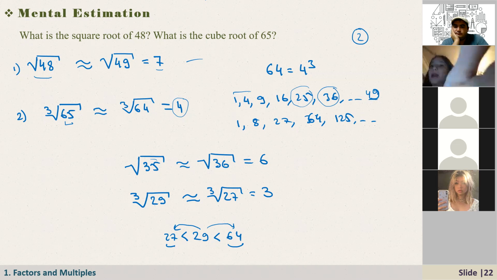I understood. Okay, because these are square numbers, squares of natural numbers, like 1 squared, 2 squared, 3 squared, 4 squared. And these are cube numbers, that is 1 cube, 2 cube, 3 cube, 4 cube. Okay, yes, good.